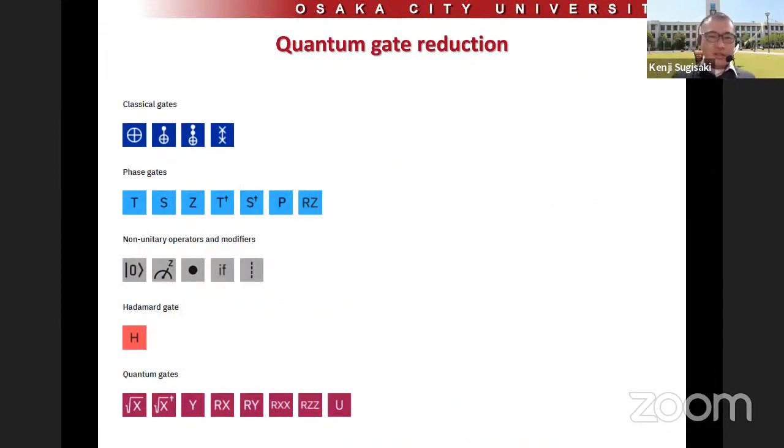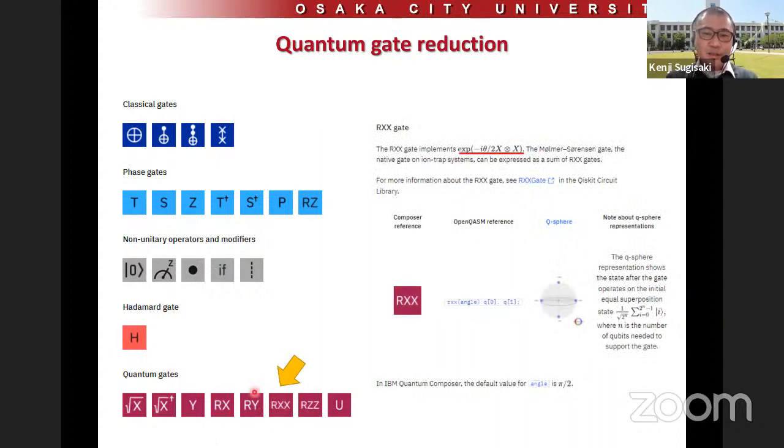Another quantum gate reduction. Let's think about another quantum gate reduction. And this is the quantum gate set available in IBM Q. We are focused on this operator. This RX gate implements the operator exp of minus i theta over 2 times X. So this kind of operator sometimes appears in quantum chemical calculations.